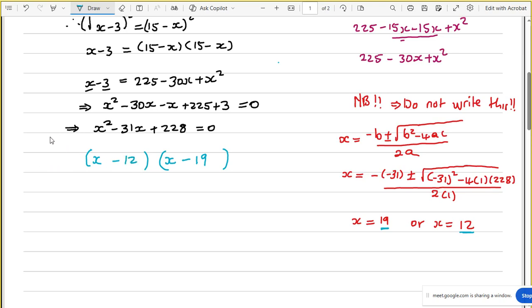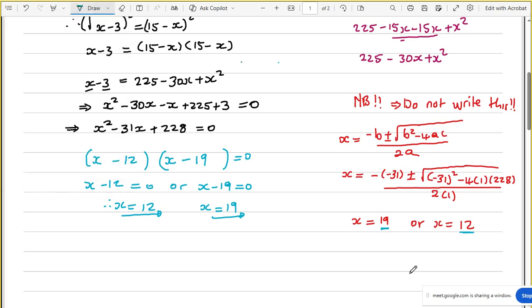That's how you factorize. Because now, when this is equal to 0, we use the zero product property: x minus 12 is equal to 0, or x minus 19 is equal to 0. Then transpose x to the other side. This is x is equal to 12, which is what you got on your quadratic equation. X is equal to 19, which is what you got on your quadratic equation.